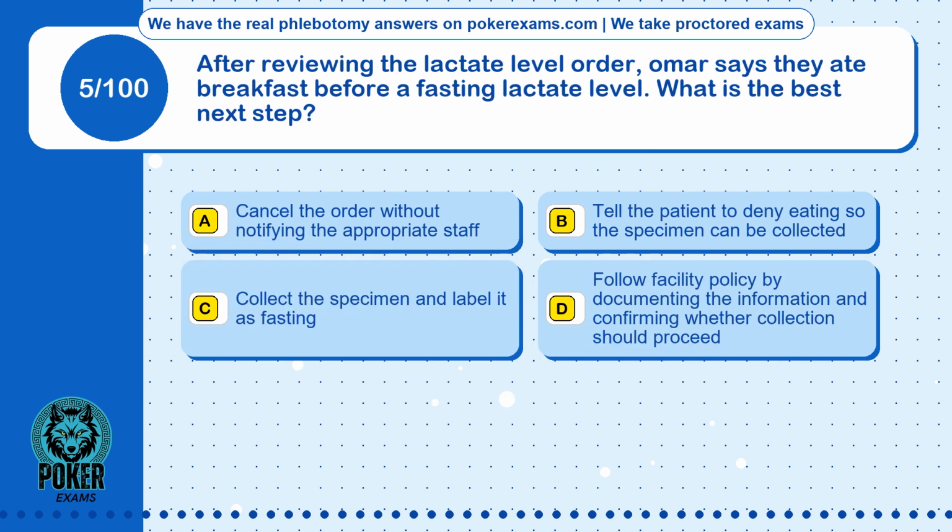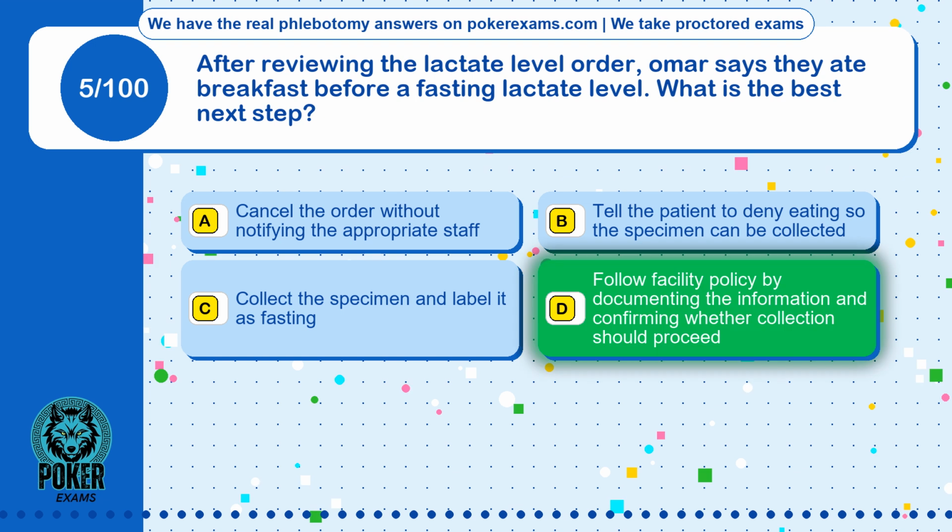Question 5. After reviewing the lactate level order, Omar says he ate breakfast before a fasting lactate level. What is the best next step? Option A. Cancel the order without notifying the appropriate staff. Option B. Tell the patient to deny eating so the specimen can be collected. Option C. Collect the specimen and label it as fasting. Option D. Follow facility policy by documenting the information and confirming whether collection should proceed.